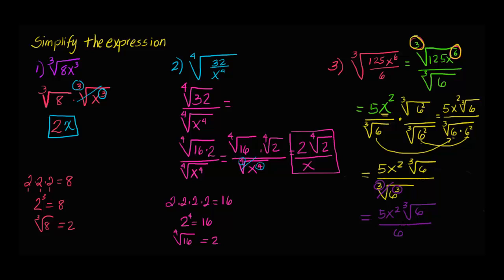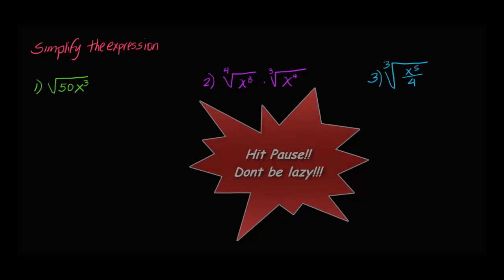And there I've been able to remove the radical from the denominator, and this is your final answer. Now I want you to practice 3 problems on your own, and when I show you the 3 problems, I want you to hit pause so that you can work on them and then come back for the answers.